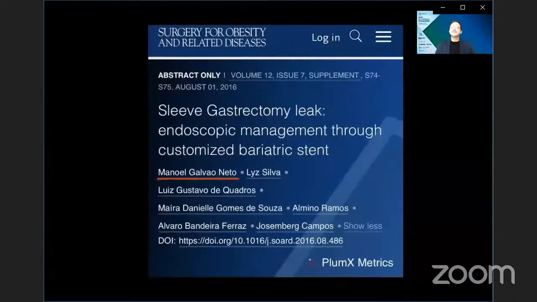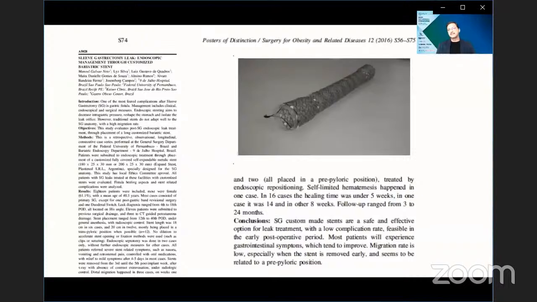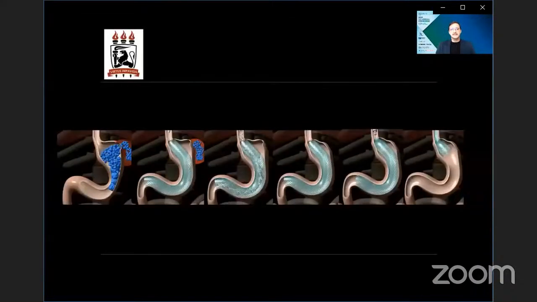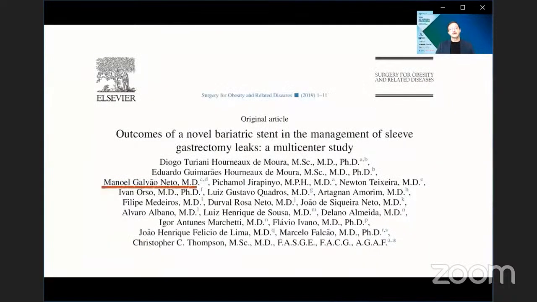So what happens if we use a very specific stent like this one we have designed for us, and we did a series of 20 patients, and we could heal all of the leaks on the sleeve gastrectomy. They were early and acute leaks with this specific stent, but this was a tertiary center dedicated to bariatric endoscopy, as you can see here in the publications. The idea of this bariatric stent is to close the hole, or occlude the hole, and pass the incisura. It can be positioned pre-pyloric or transpyloric.